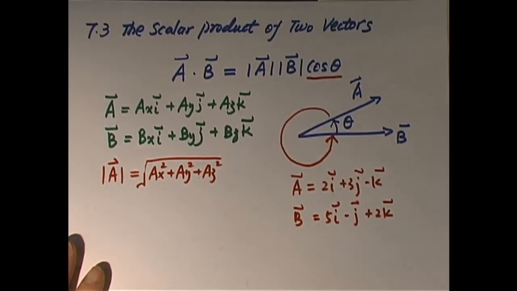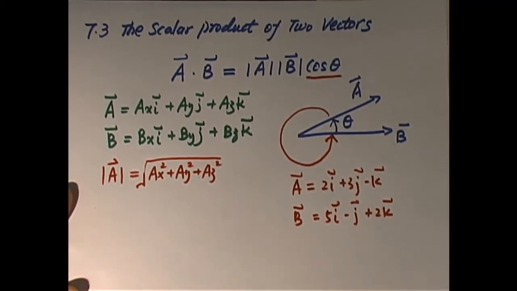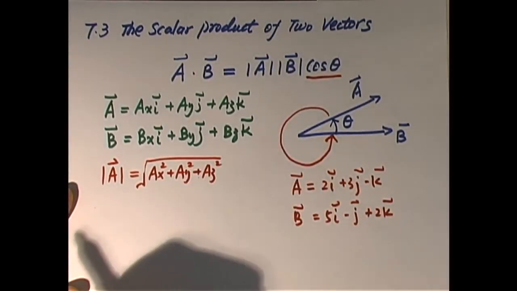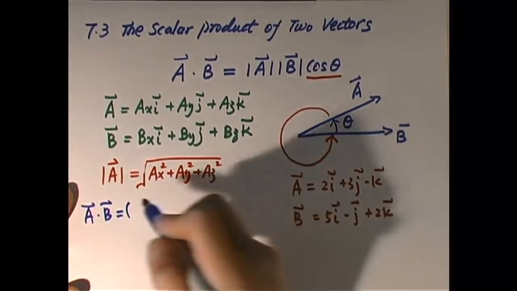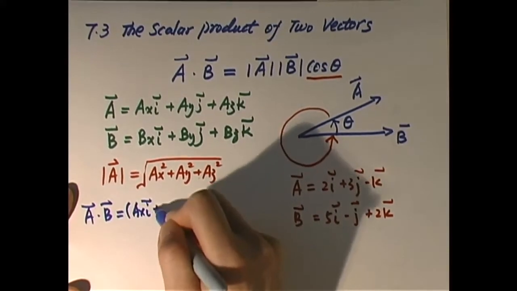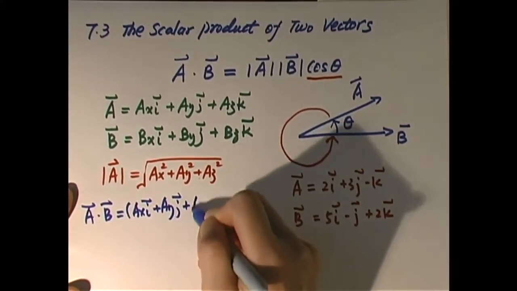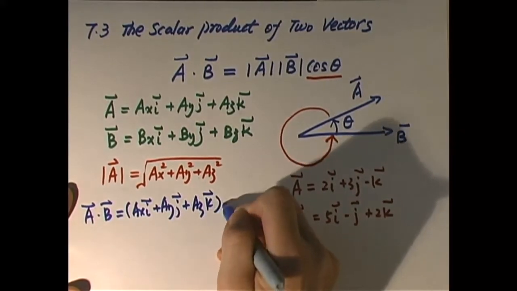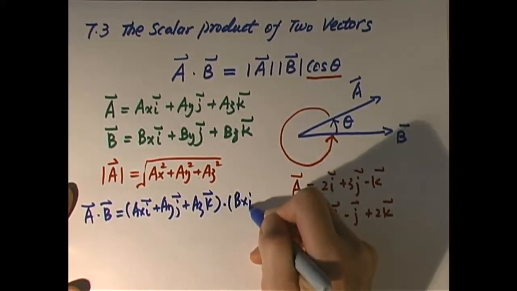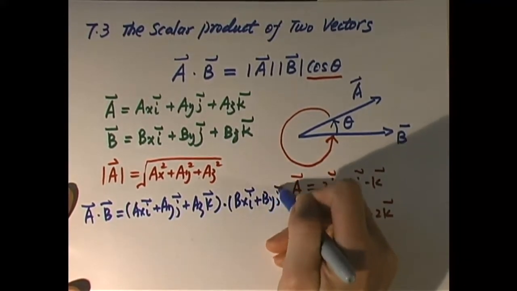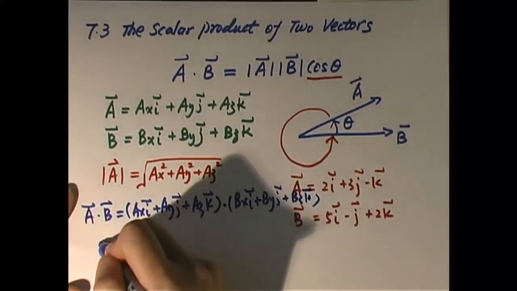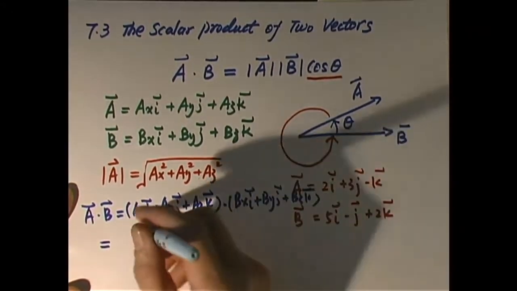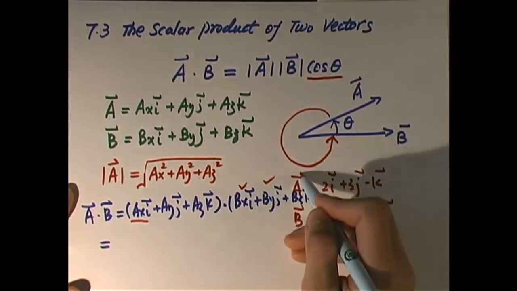Okay, we have a generic way of doing that. We just use the usual multiplication. So we say A dot B, let's list all the terms. That is Ax i plus Ay j plus Az k dot Bx i plus By j plus Bz k. Now dot simply means times. So let's use our first term to multiply the other three terms.